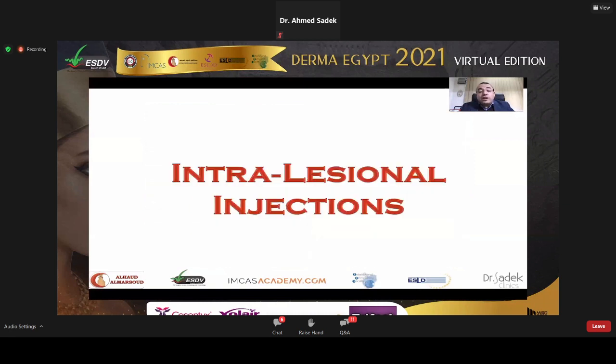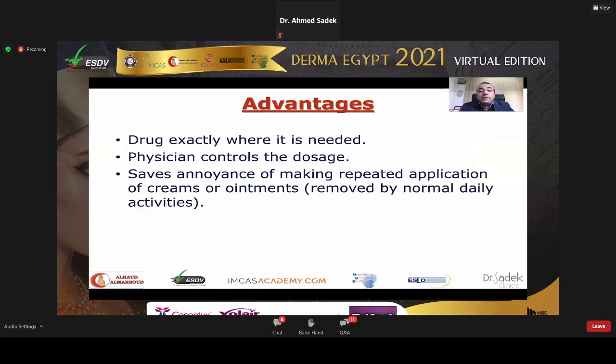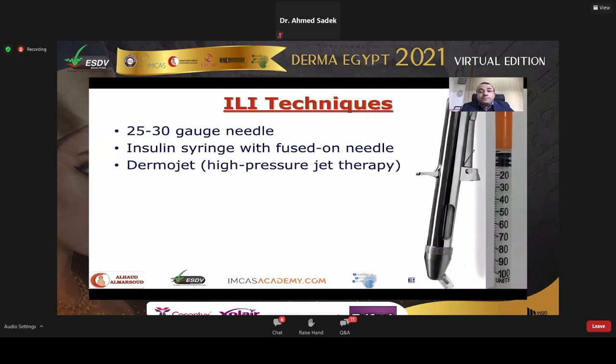And now for the intralesional injections, which are a very important part of our practice. By definition, it's injecting a substance into the skin lesion in order to reduce the side effects of systemic therapy and to provide maximal effects at the desired site, with the advantages of having the drug exactly delivered where it's needed, with full control of the physician over the dosage, and saving the patient the annoyance of making repeated applications of creams or ointments, which can be removed by normal daily activities.